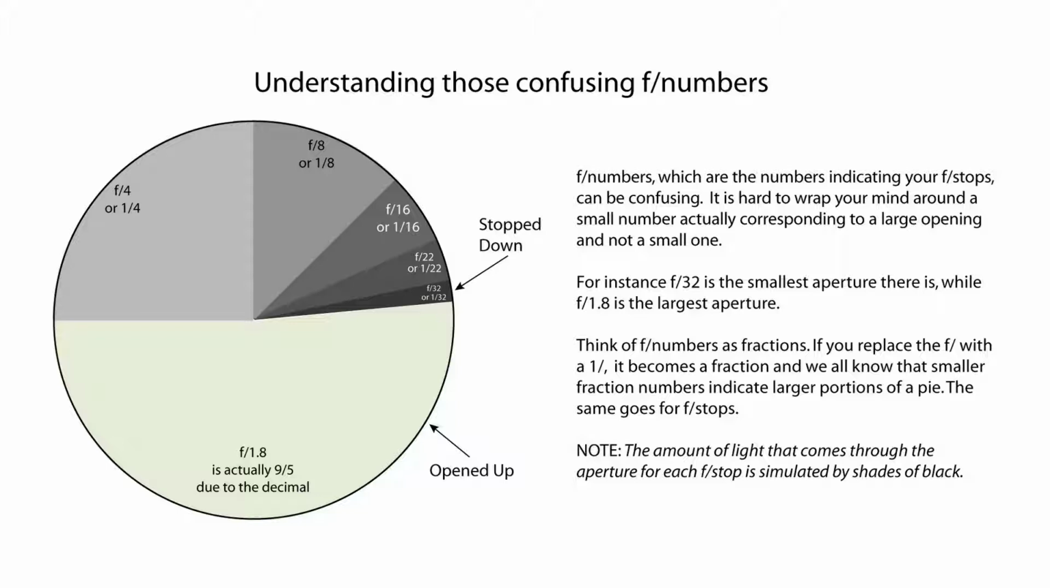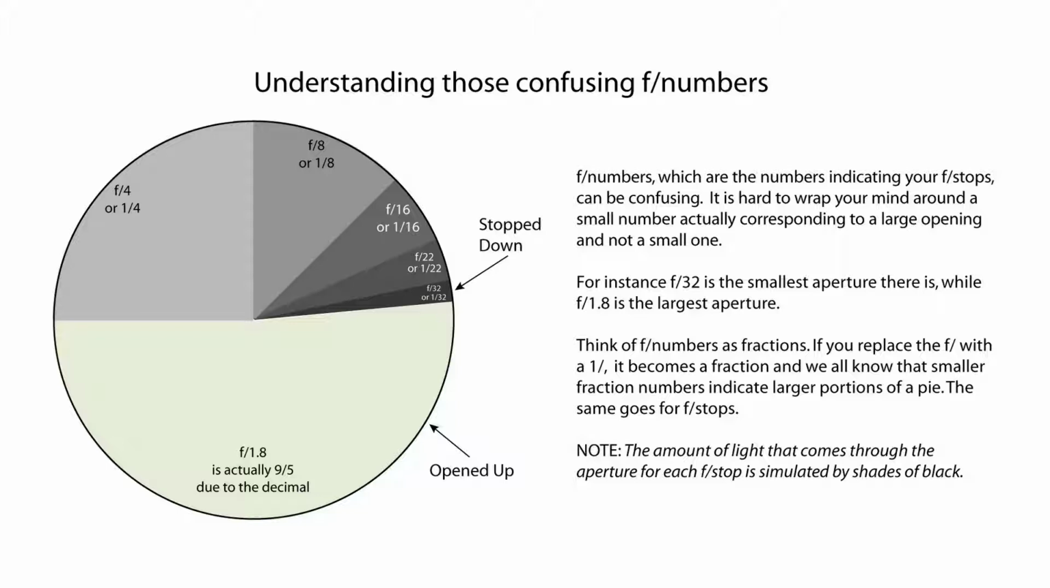So if you think of F numbers as fractions, and if you replace the F with a 1, it becomes a fraction, and you can see it a little bit more clearly. We all know that smaller fraction numbers indicate larger portions of a pie. Well, the same goes for an f-stop. So f1.8 is twice the aperture openness as f4, and f8 is twice as small as f4, and so on.